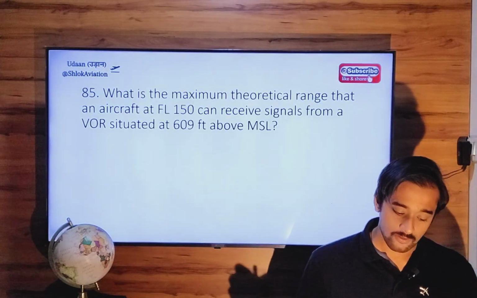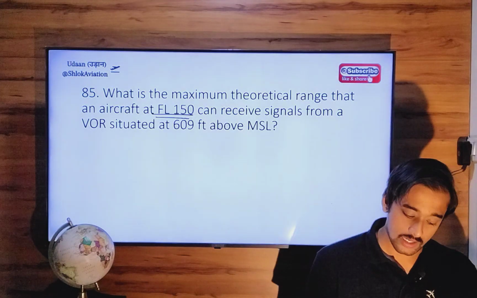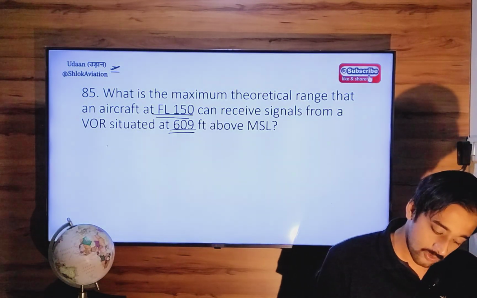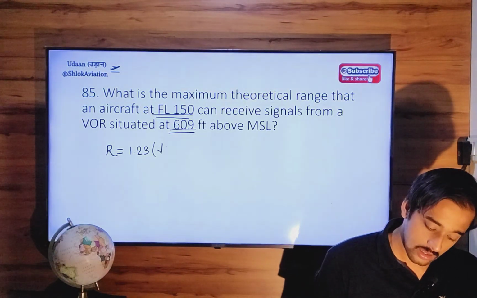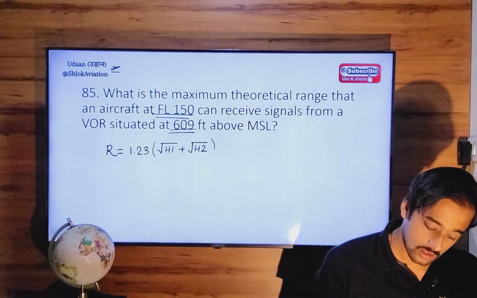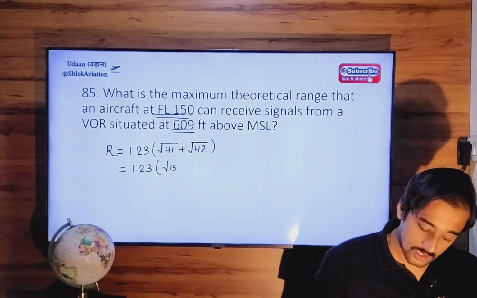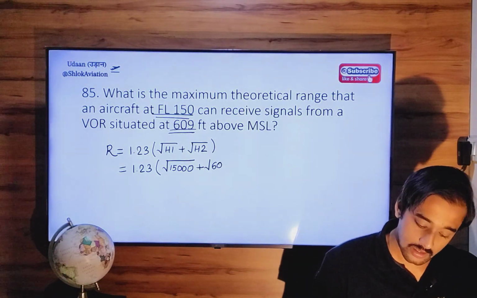Question 85. What is the range that aircraft at flight level 150 will receive signals from a VOR at 600 feet? So range formula is 1.23 times the square root of H1 plus the square root of H2. 1.23, 15,000, so 9.